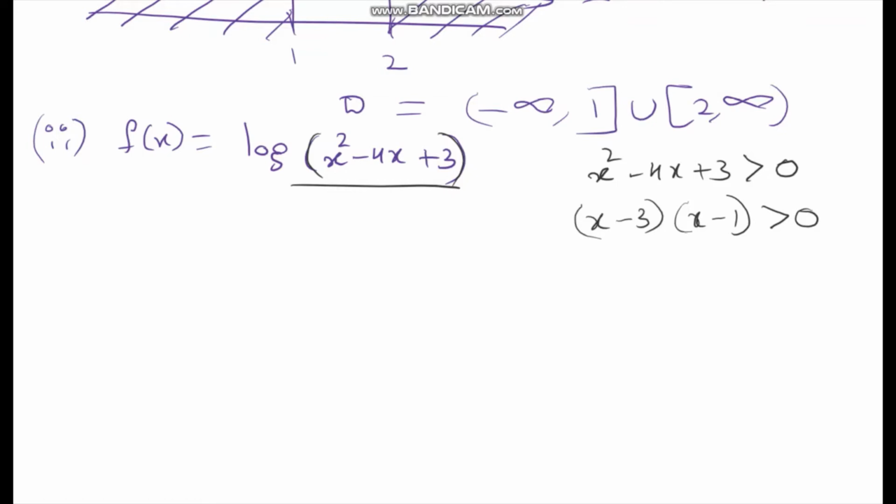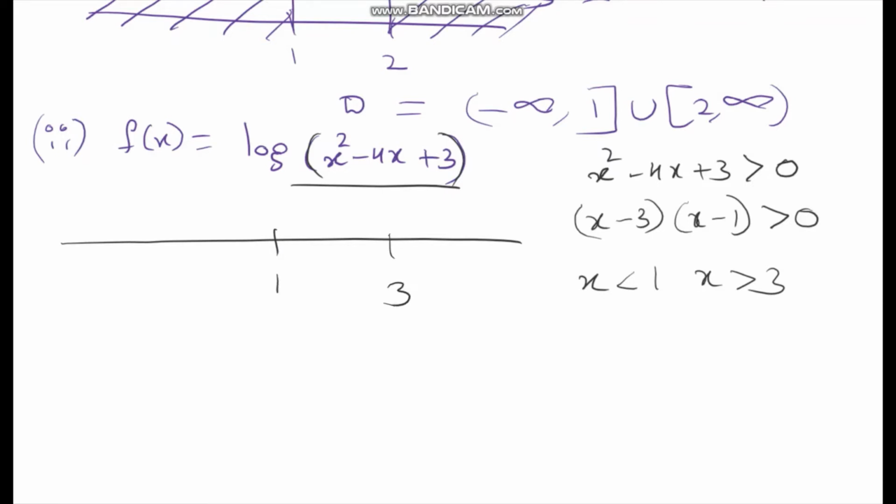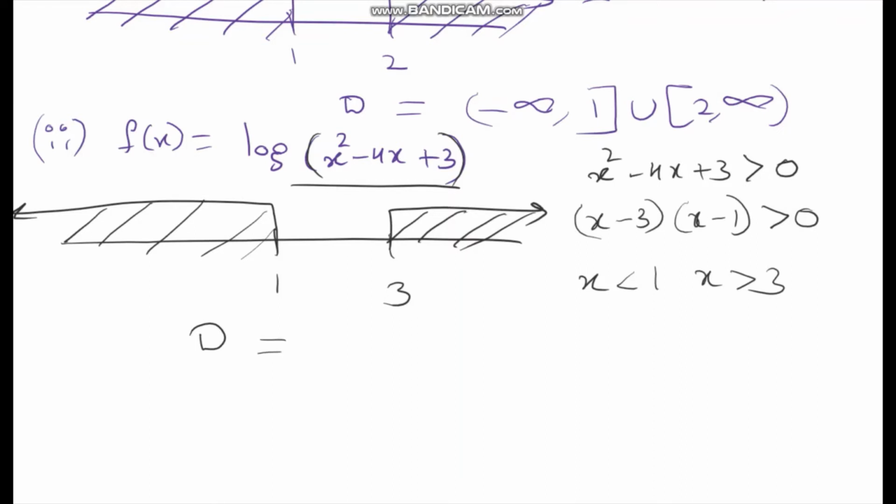So x should be less than 1 or x should be more than 3. This is 1, this is 3. So x should be 3 to infinity and x should be 1 to infinity. So domain equals minus infinity to 1, and this is the open bracket, union 3 to infinity.